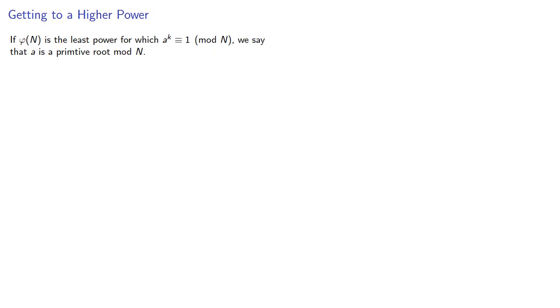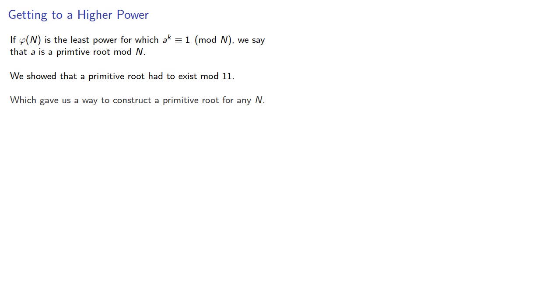If phi of n is the least power for which a to the power k is congruent to 1 mod n, we say that a is a primitive root mod n. We showed that a primitive root had to exist mod 11, which gave us a way to construct a primitive root for any modulus. Or did it?